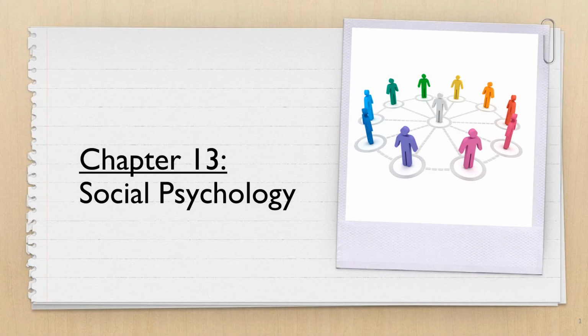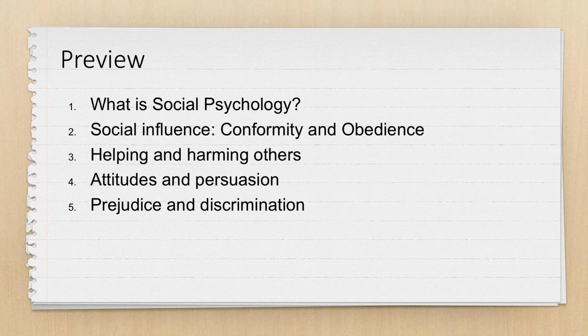Hi class, today we will talk about social psychology. And here are the 5 parts we are going to learn. First, what is social psychology? Second, social influence, conformity and obedience.